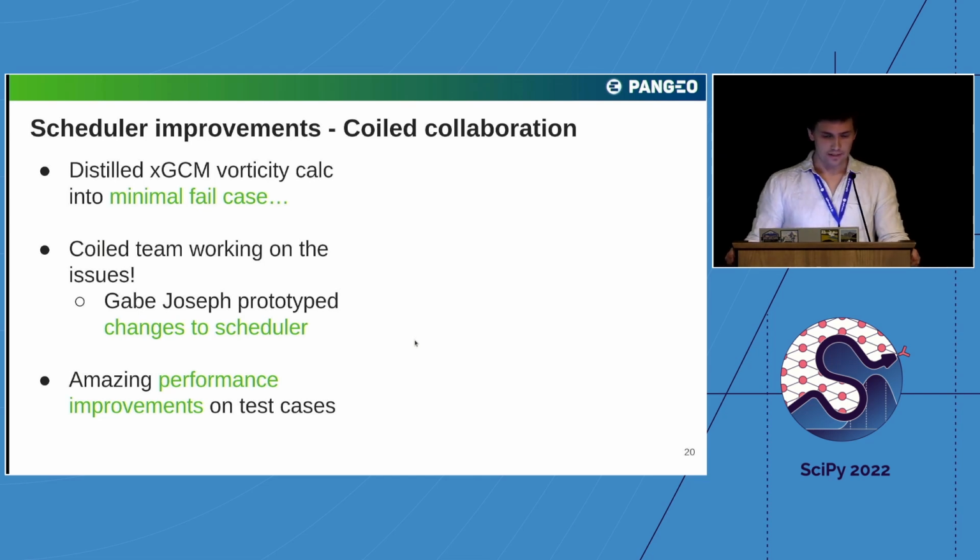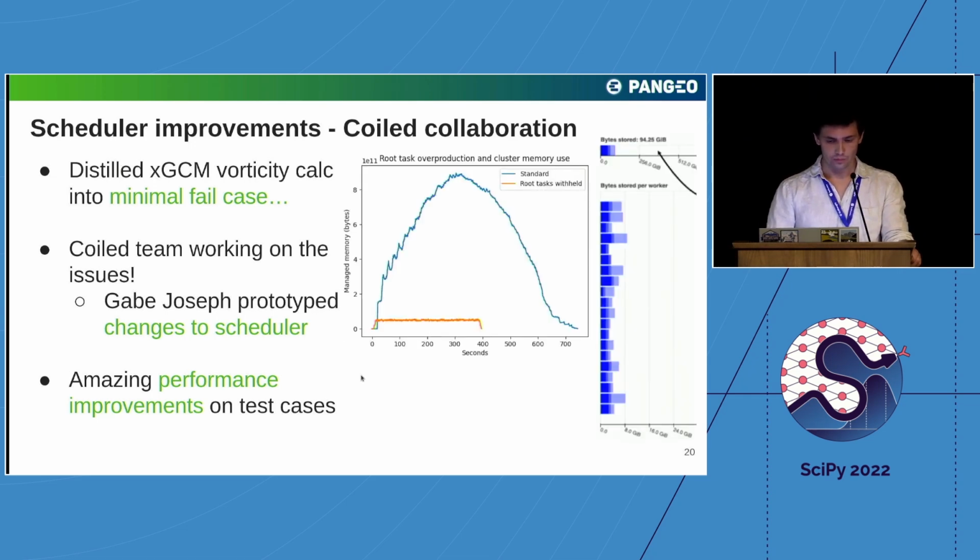But what was great is that when we pointed this out and showed these problems, then people from the Dask developers, and in particular Gabe, who works for Coiled, helped me work out exactly what was going on and prototype some changes to the scheduler. And the performance difference after making these changes was insane.